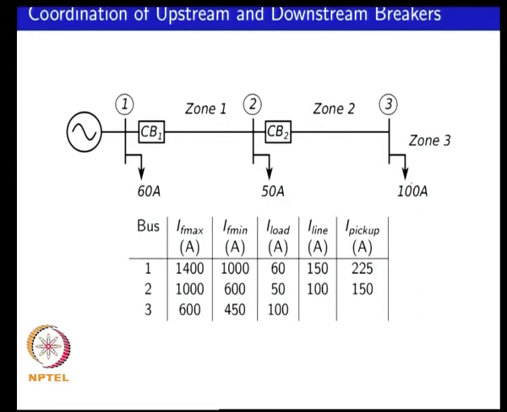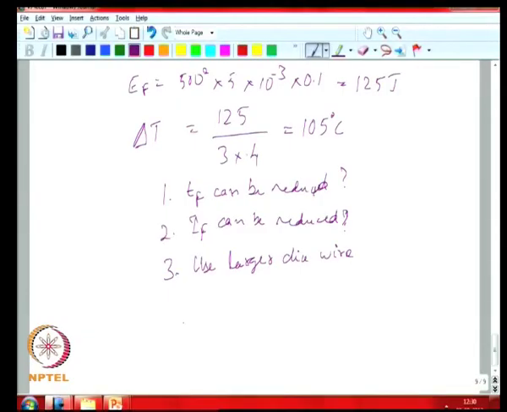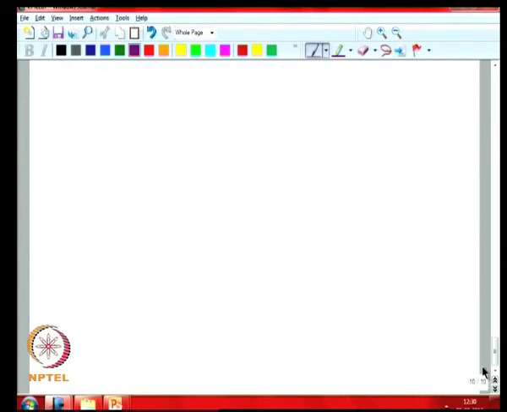And the fault downstream of bus 3 in zone 3 has a range of current levels between 450 and 600 amps. So, with this, the question is how do we do coordination of these breakers? We will also make an assumption on the protective devices that are used. So, we will use circuit breakers with definite time delay.